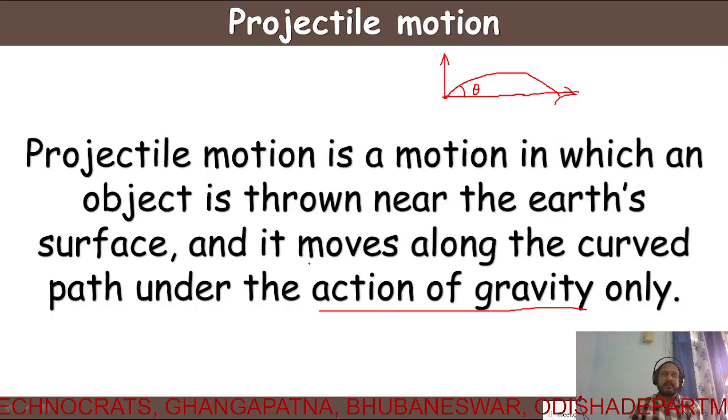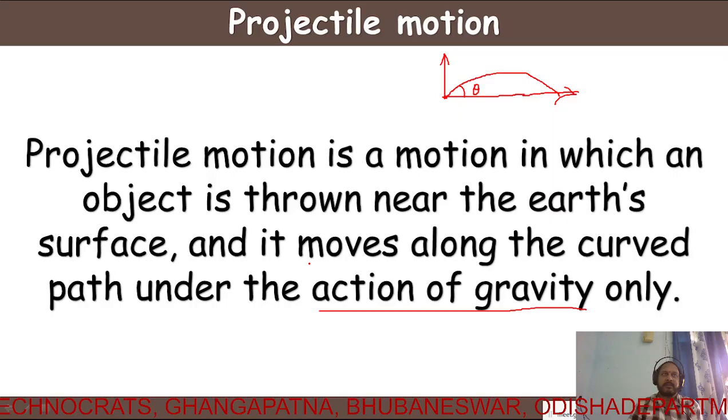And you are throwing at a particular angle, and that particular projectile is following a particular curved path, and it is totally due to gravity only. Why is it following a curved path? It's totally due to gravity. So this is what we are going to learn today about projectile motion. And again I'm repeating, when you're throwing a particular particle or any body at a particular angle only, neither vertically nor horizontally.